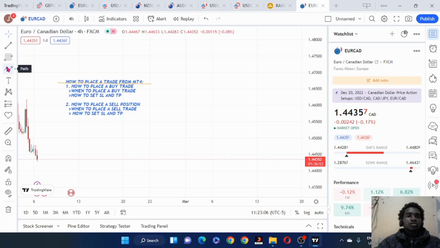Today, I will be taking you through, especially the beginners, how to place a trade from MetaTrader 4 on your phone. You can apply this in your MT4 or MT5. It is very easy, guys.